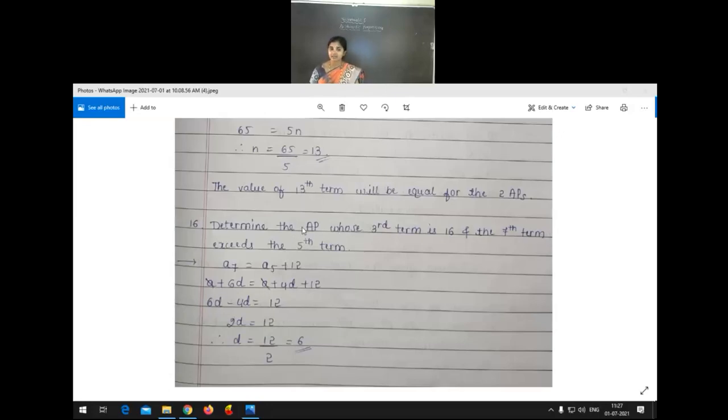Determine the AP. So we have to write the AP. The AP is not mentioned, but to find the AP they have given some hints: the third term is 16 and the seventh term exceeds the fifth term by 12. You can observe the question. To write the AP we need the first term and the difference. How do we find the first term and difference using this given data? Here we use that the seventh term exceeds the fifth term by 12.